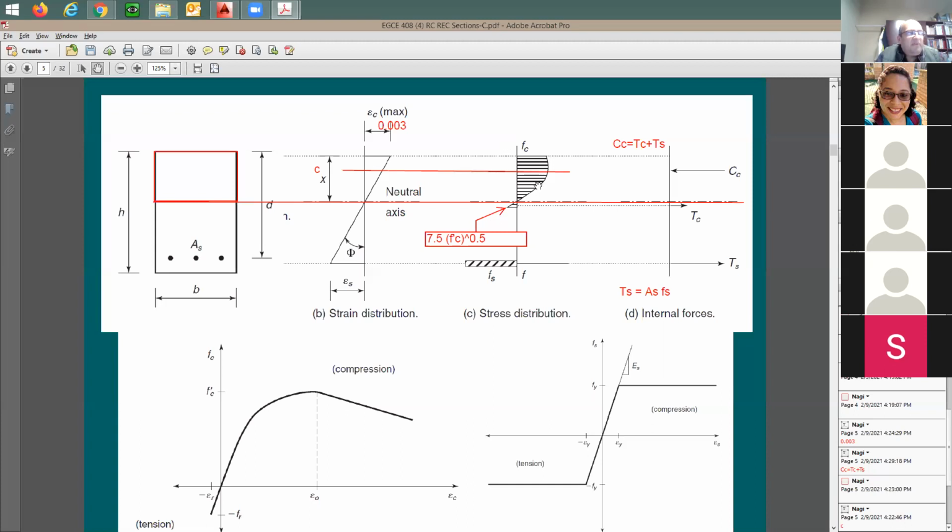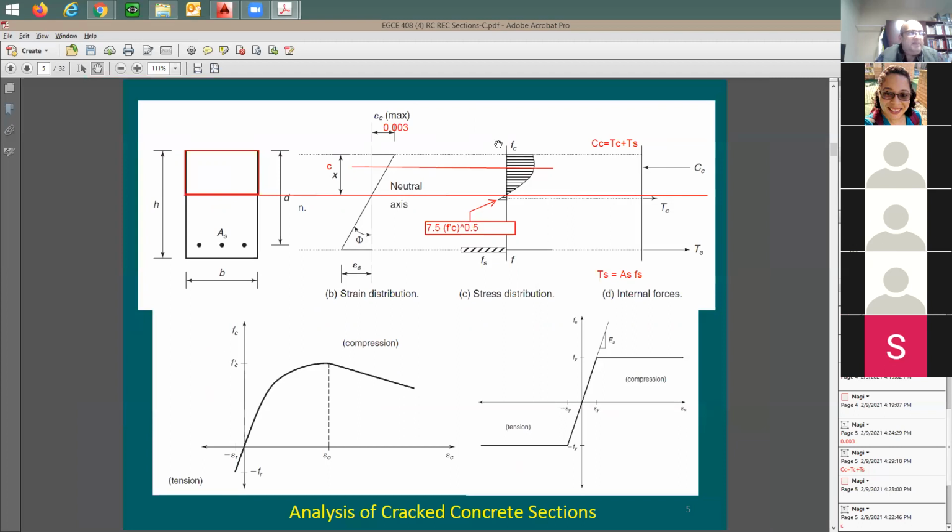I'm gonna say, you know what? It's gonna be very tough to find out the centroid of this section. Don't you guys agree? How would you do it? And also this one becomes complex. I'd like to do a design. I'm not doing research. I'd like to do a design, so I need to make it simple.